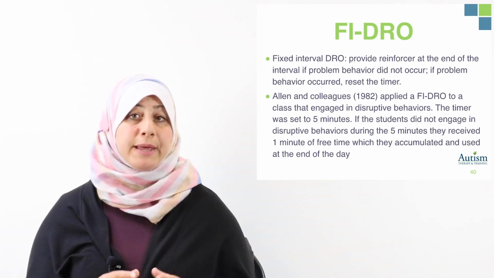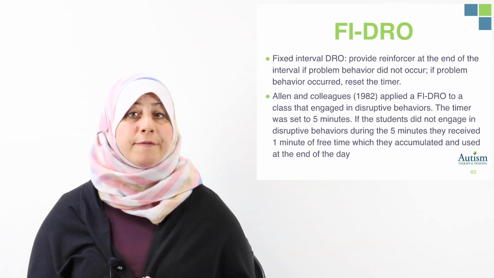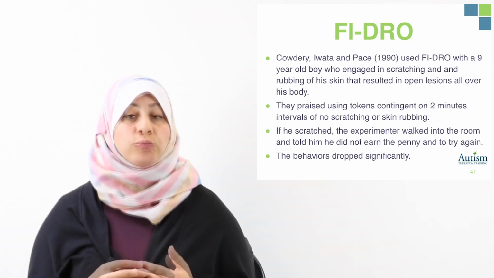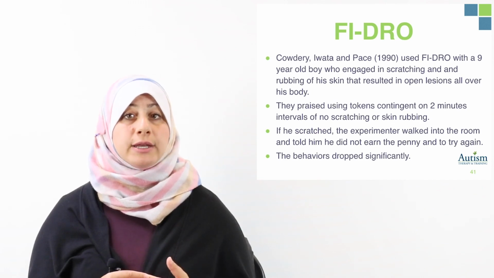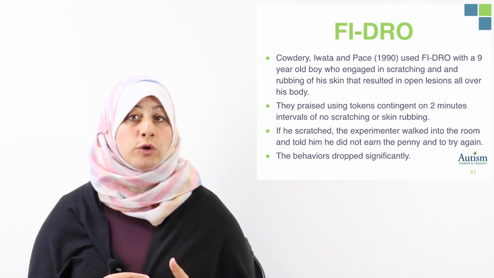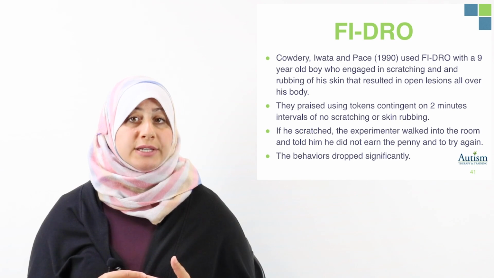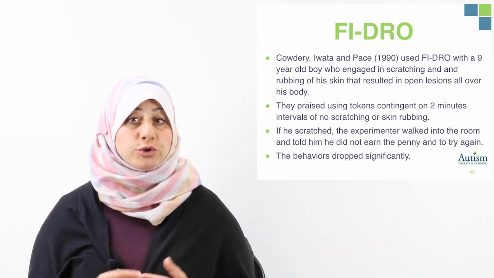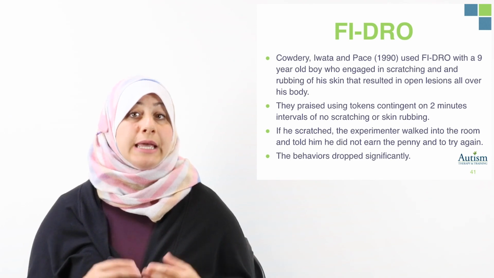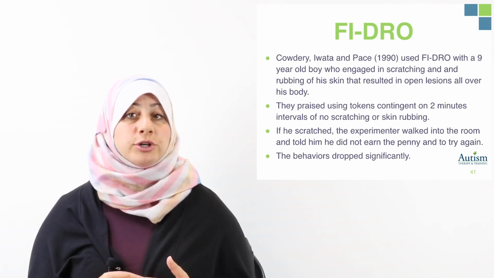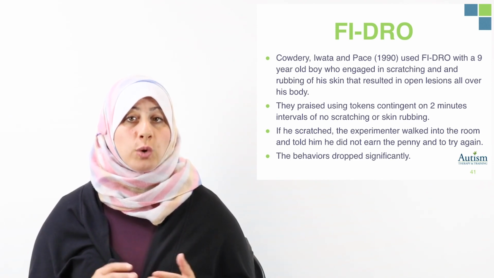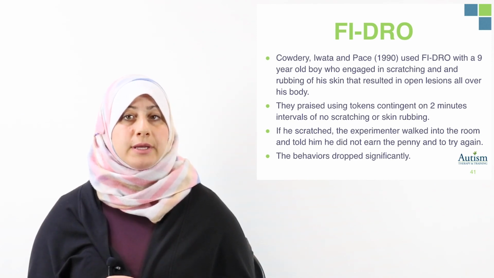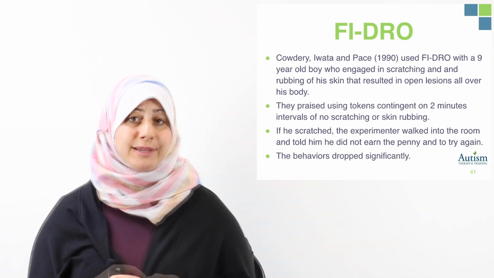It doesn't vary in any way. Cowdrey, Iwata, and Pace, 1990, used an FI DRO with a 9-year-old boy who engaged in scratching and rubbing off his skin that resulted in open lesions all over his body. They praised and used tokens contingent on 2-minute intervals of no scratching or skin rubbing. If he scratched, the experimenters walked into the room and told him he did not earn the penny and to try again. The behaviors dropped significantly.